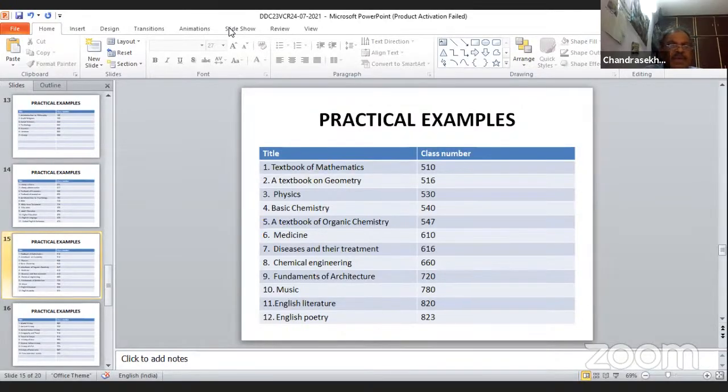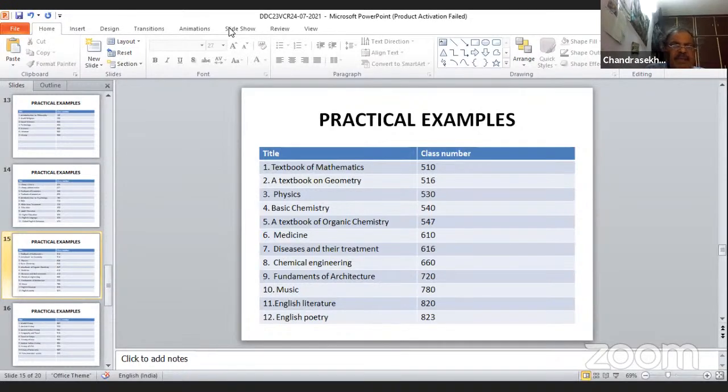Then textbook of organic chemistry. Chemistry is divided into different aspects: physical chemistry, inorganic chemistry, organic chemistry. Then we have chemistry of natural products. Like that, chala divisions unnayi. Deentlo vetukkunte pothe 547 is organic chemistry.